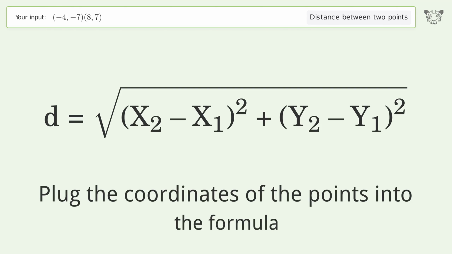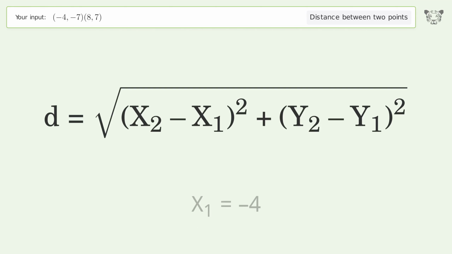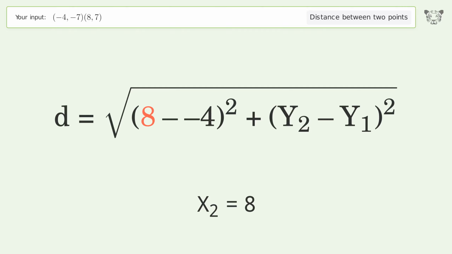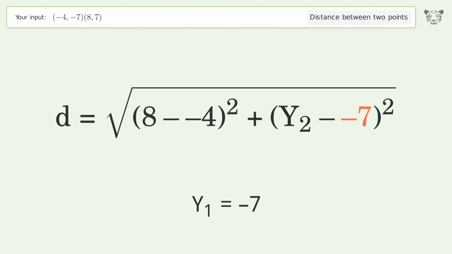Plug the coordinates of the points into the formula. x1 equals -4. x2 equals 8. y1 equals -7. y2 equals 7.